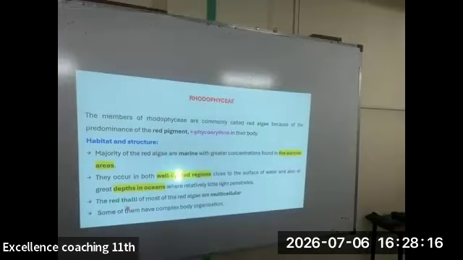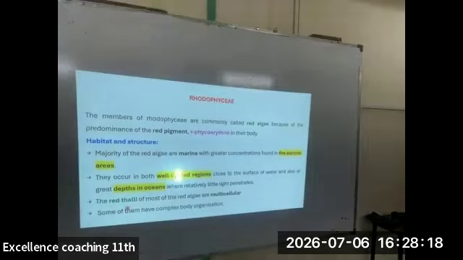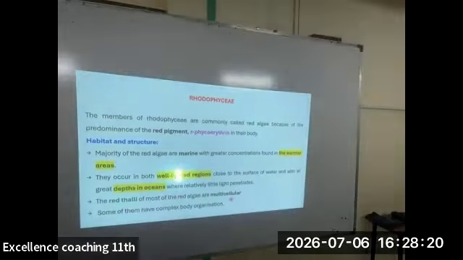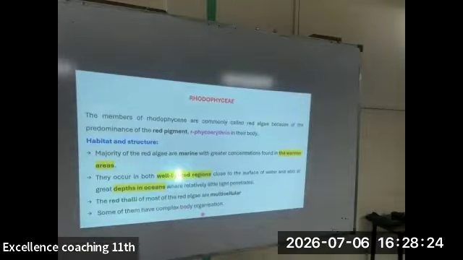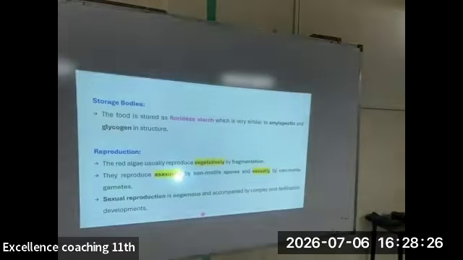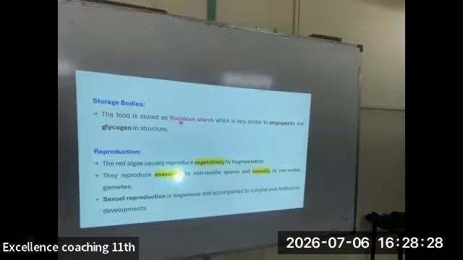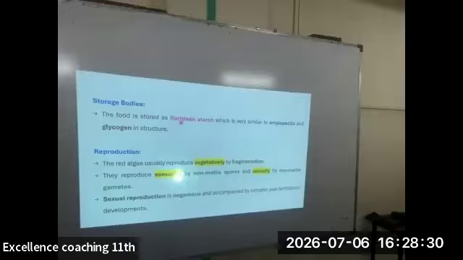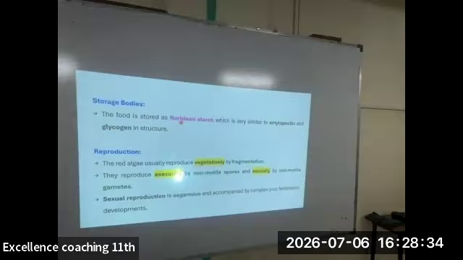They have red thalli. Thalli means body. Their body is red in color. And red algae are obviously multicellular, with complex body organization. Then storage body: Floridean starch. Again, one more name, Floridean starch.